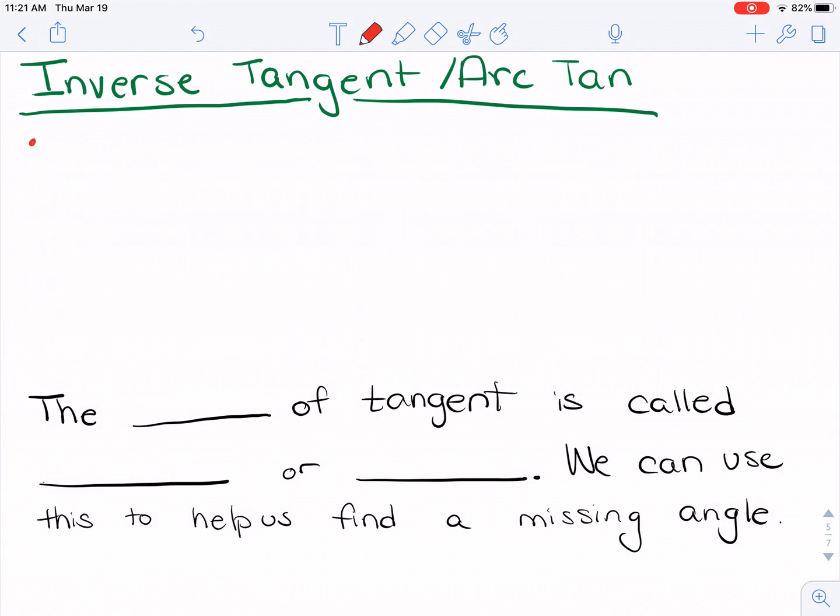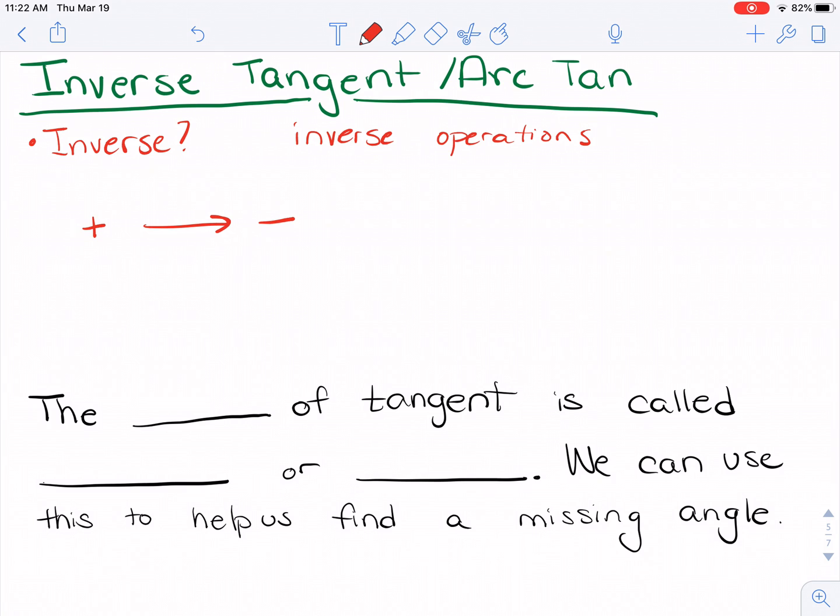The first thing I would ask you if we were in class is, what does that word inverse mean? Maybe where have we heard it before? If you remember in Algebra 1, we used that term inverse when we talked about inverse operations to solve equations. So let's think about what's the inverse of addition? Well, the inverse of addition was subtraction. When we were solving equations and we had addition, to undo them we would subtract.